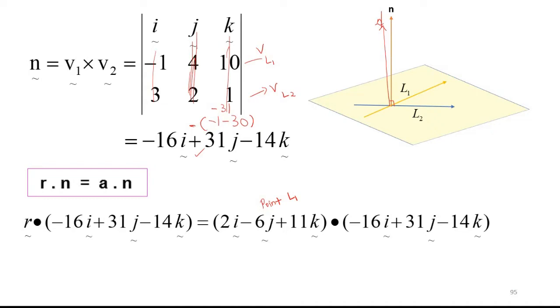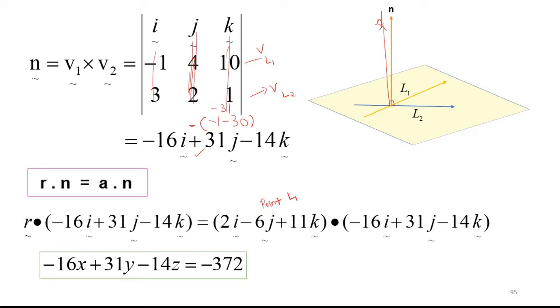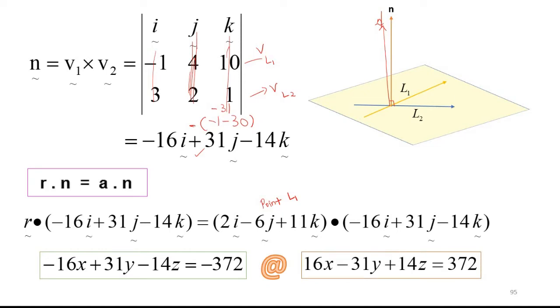Okay. And then we simplify this one. So you will get negative 16x plus 31y minus 14z equal to negative 372. Okay, if you want to cancel out the negative, you can too. So we multiply everything by negative. We get 16x minus 31y plus 14z equal to 372. Okay, so that also works. Okay, this is criterion number 3. So we now have all 3.